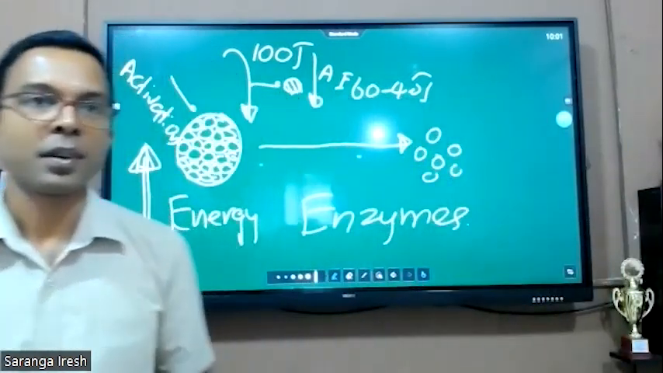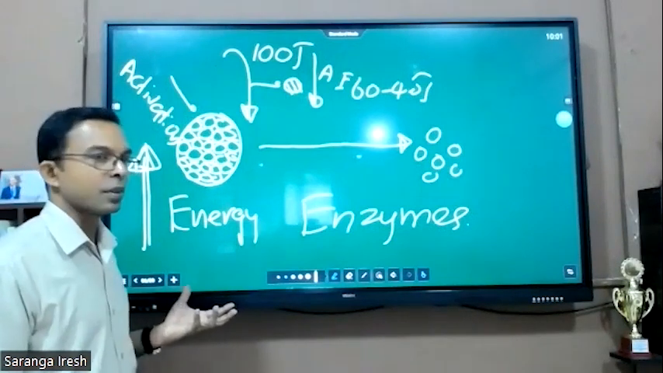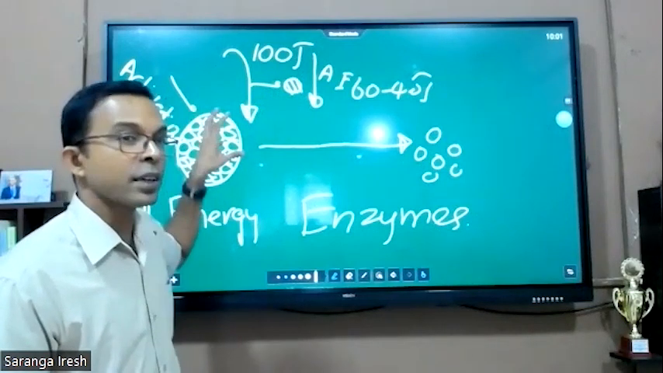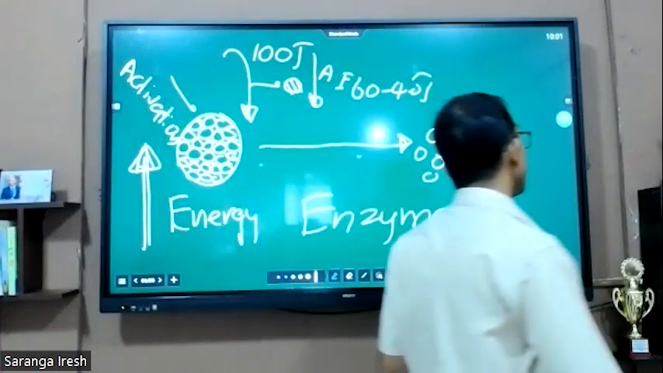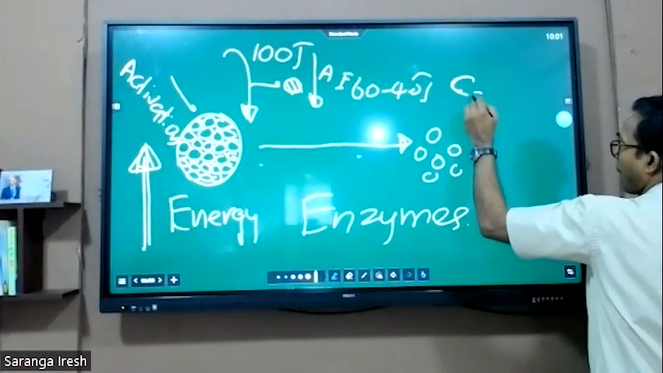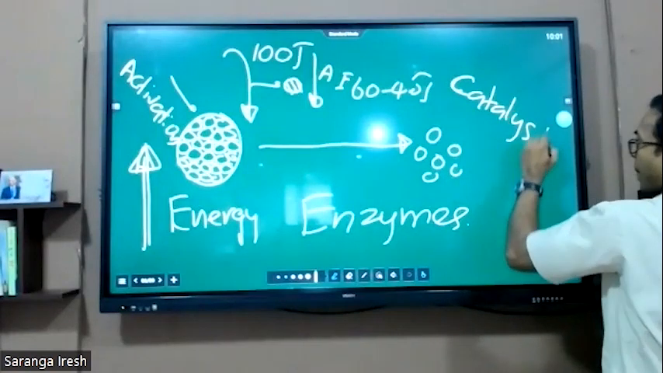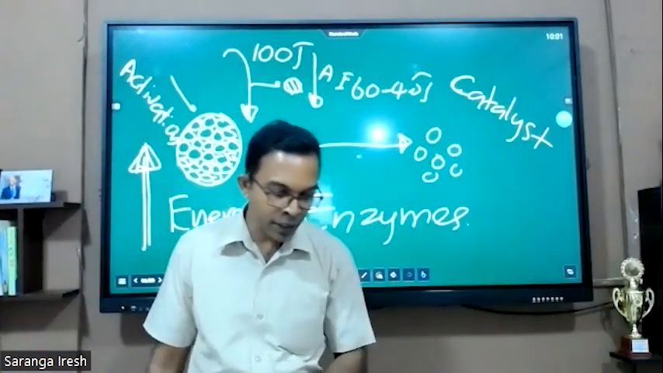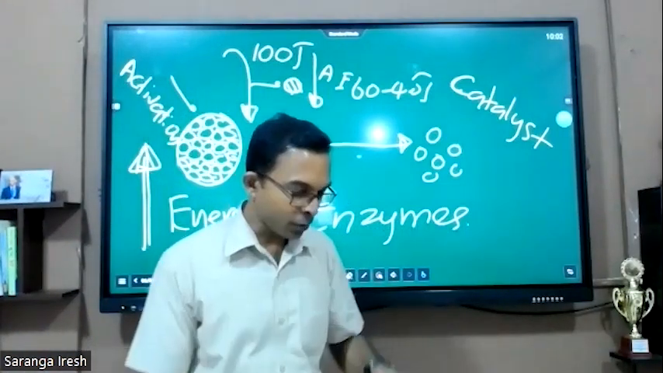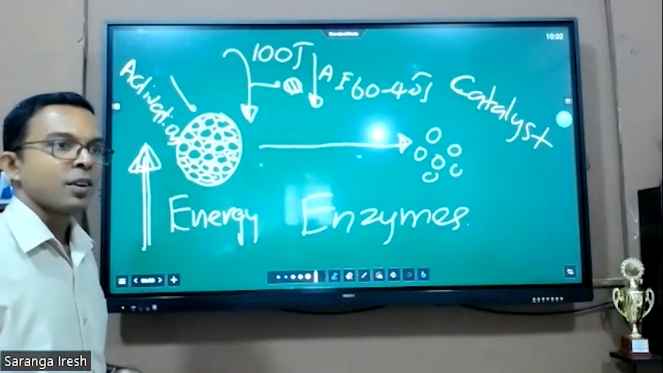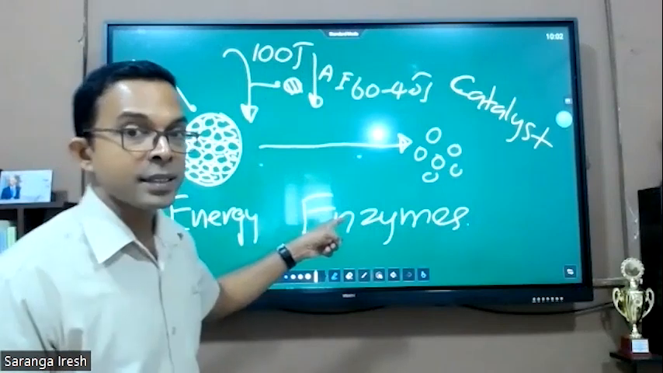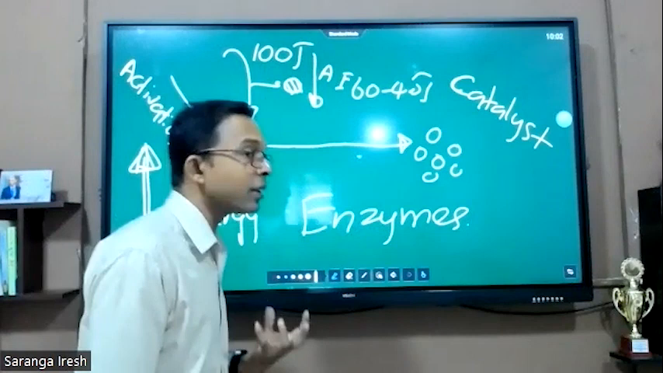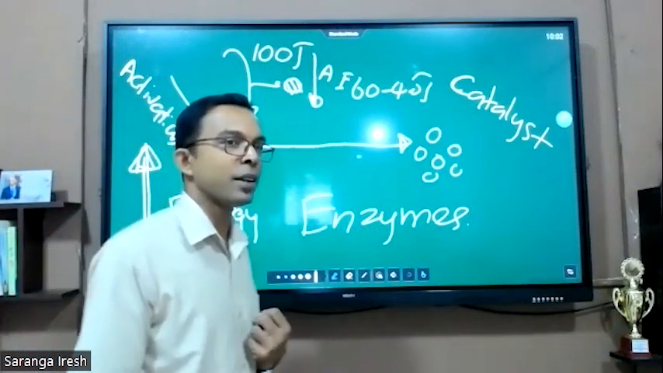Enzymes. So normally the molecule which reduces the activation energy of a reaction is called a catalyst. The function of a catalyst is to reduce the activation energy of a reaction. So the enzymes are biological catalysts. Why? They reduce the activation energy of reactions in our cells and our body.